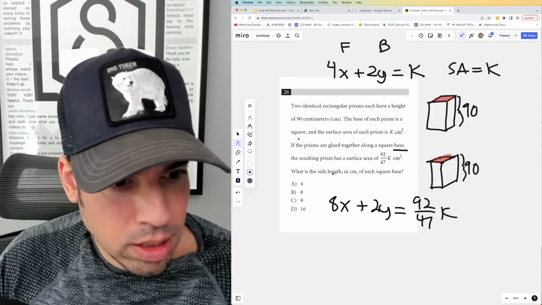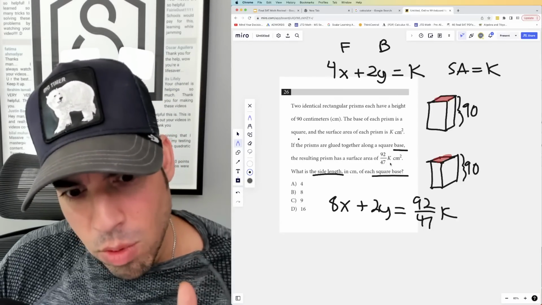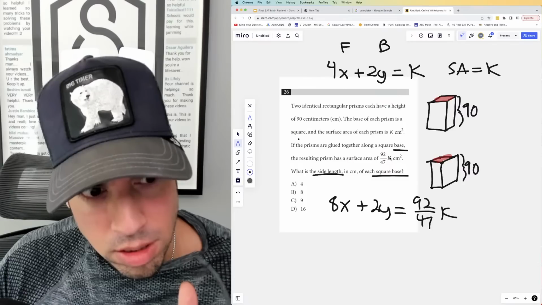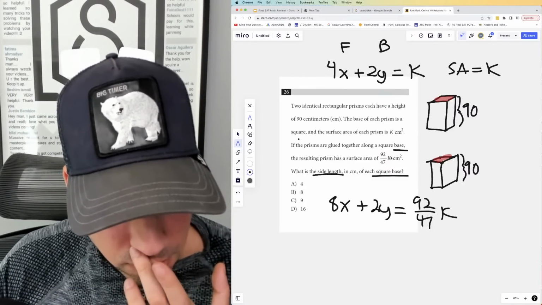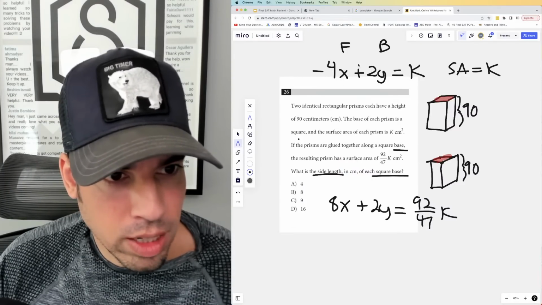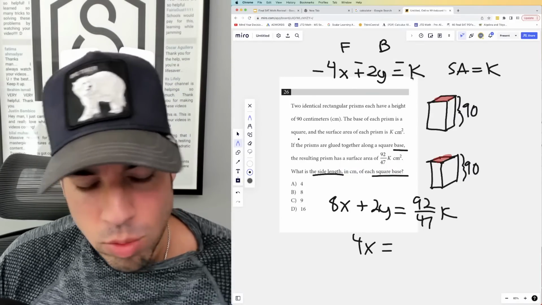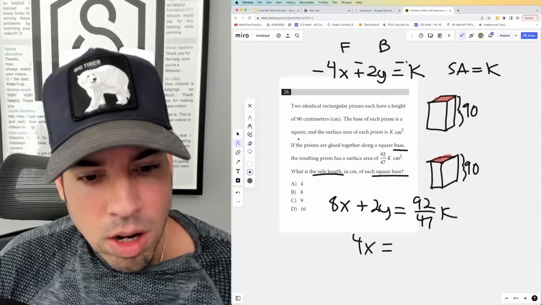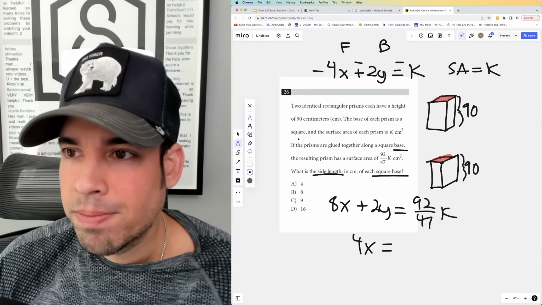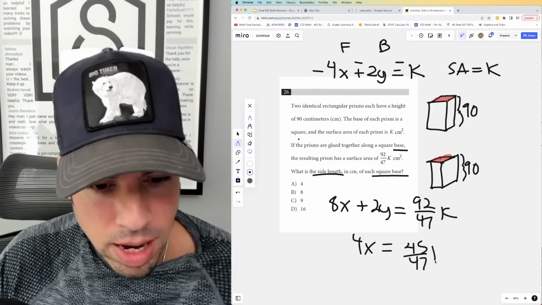And then it asks, what is the side length of each square base? So we need this. I think if we combine these, we get the areas of the face. Let's just try this. I'm going to use elimination and multiply the top by negative 1. So negative 4x plus 8x is 4x, and on the right, 92 minus 47 over 47, what is that, 45, right? So 45 over 47 k.